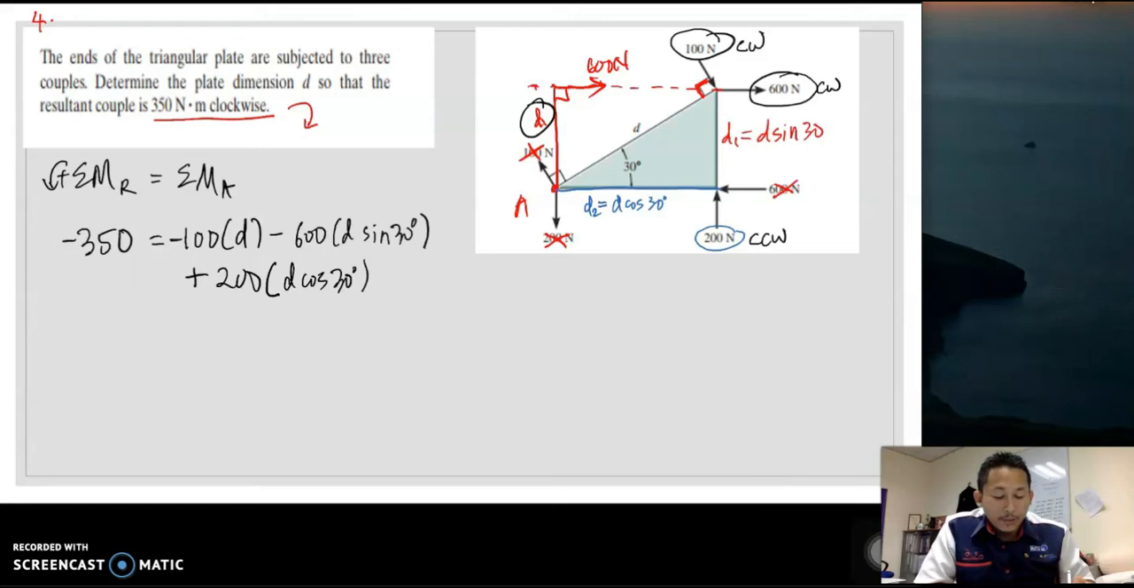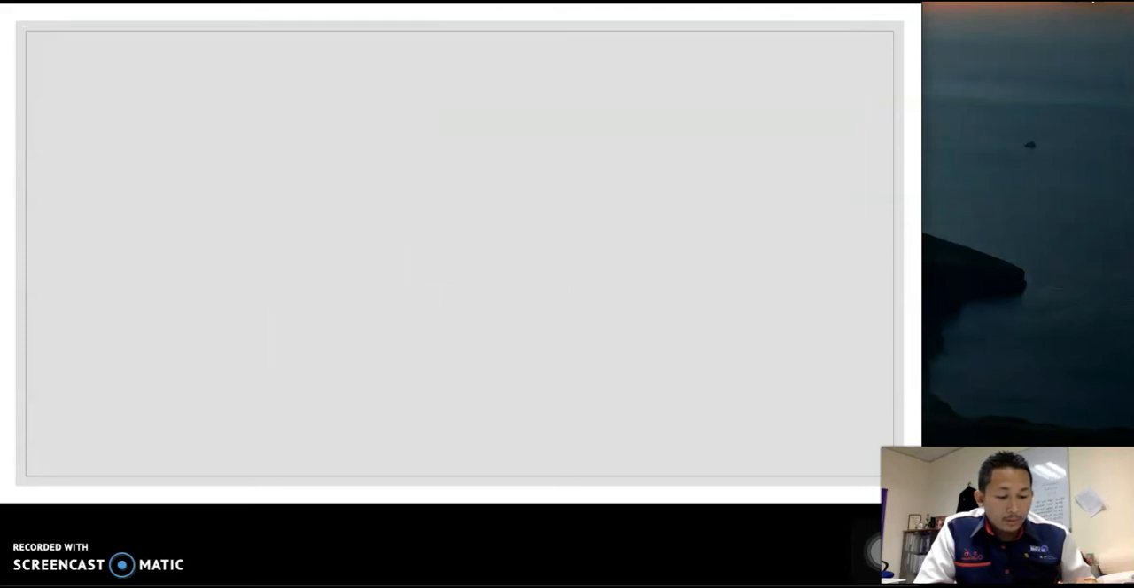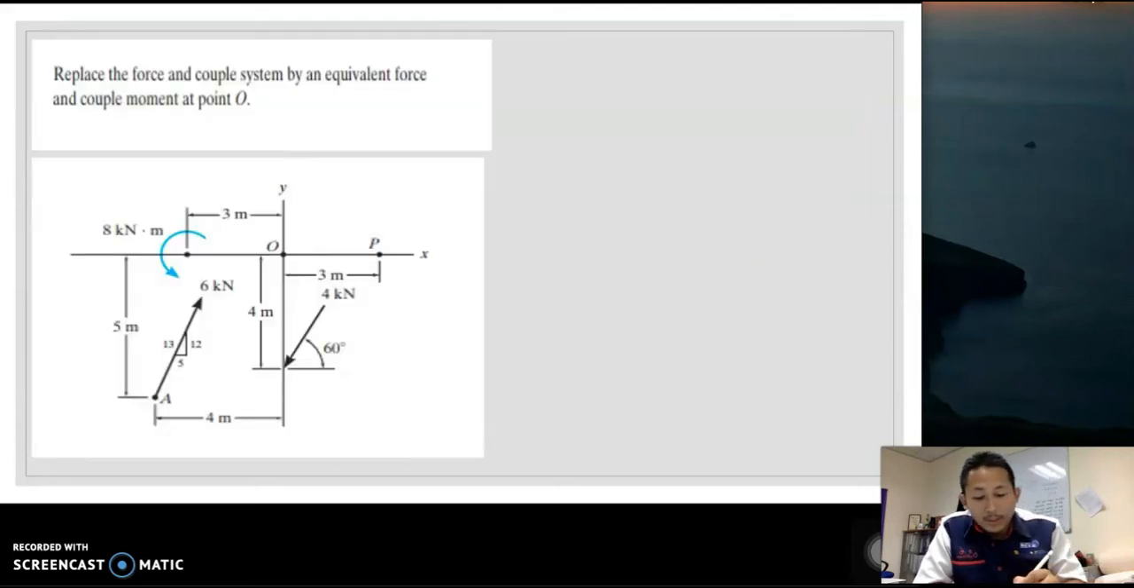Okay, so you need to solve the equation, and then finally you will get that D is equal to 1.54 meter. So solve this one. Alright, so question number 5. Okay, we have question number 5.